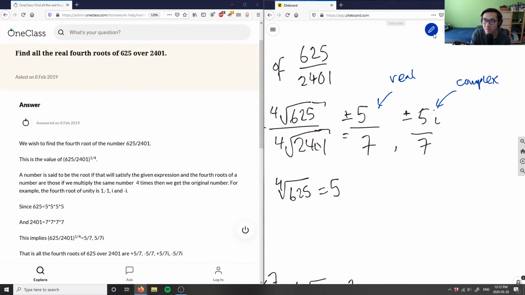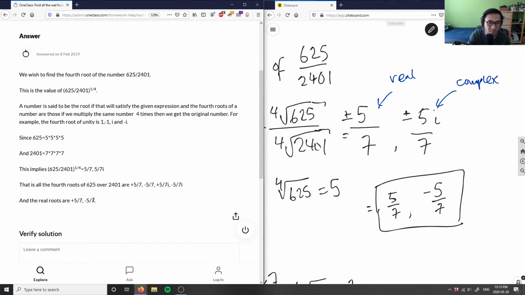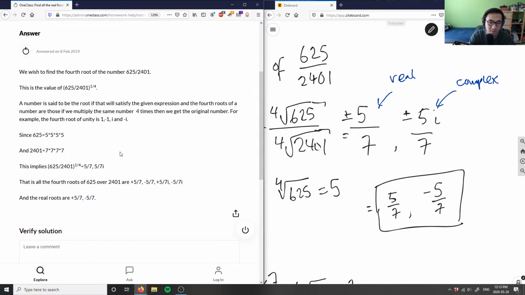So therefore the answers are going to be positive 5 over 7 and negative 5 over 7. And these two are my answers for all the real fourth roots of 625 over 2401. So therefore, positive 5 over 7 and negative 5 over 7 is the correct answer. So the solution is correct.